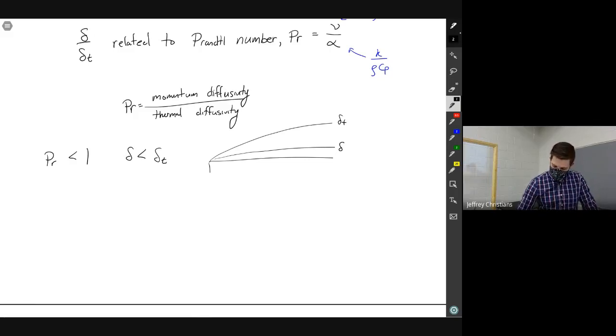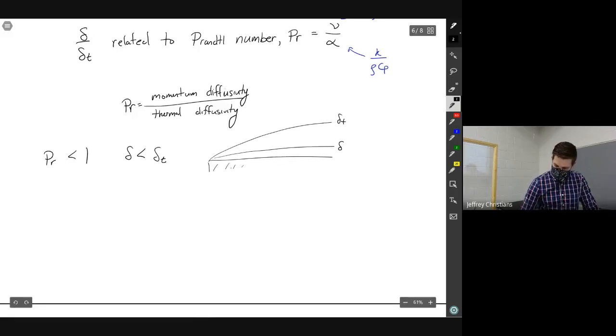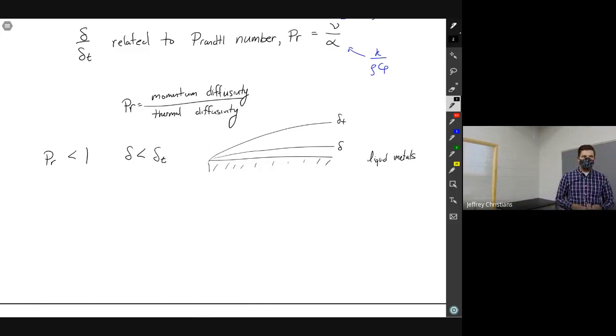This happens kind of most dramatically with liquid metals. It can happen a little bit with other things, but most dramatically with things that have really high thermal conductivity. So heat goes through them really fast, but momentum changes don't. So something like a liquid metal.